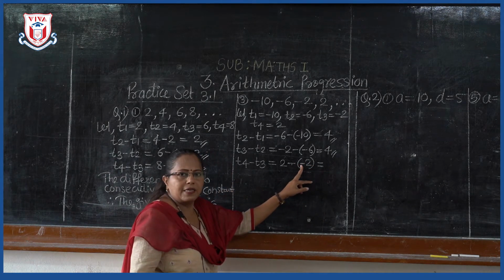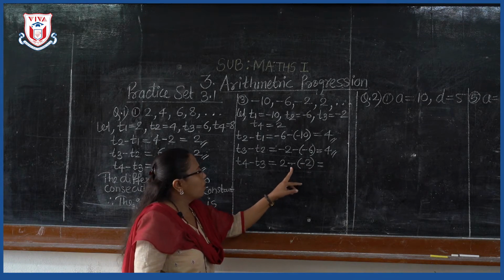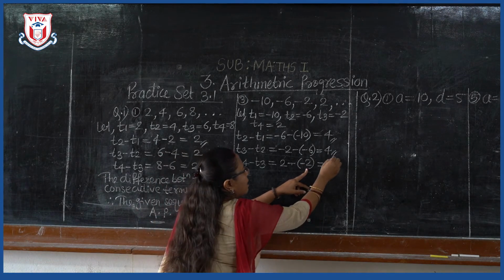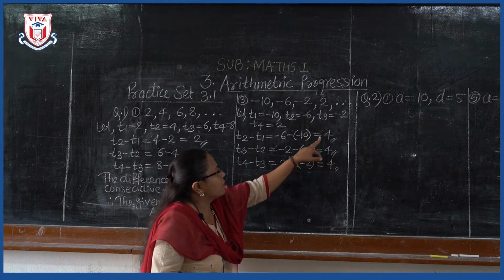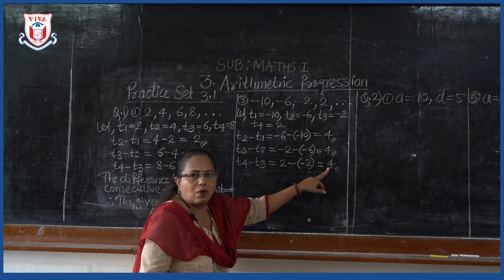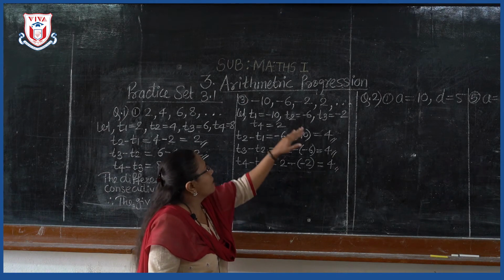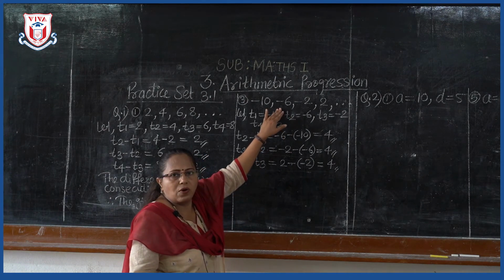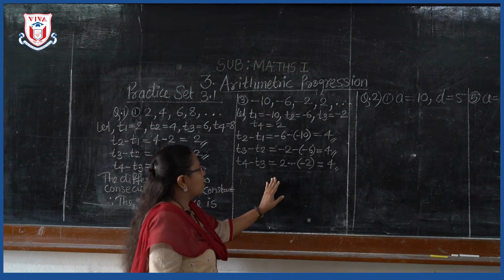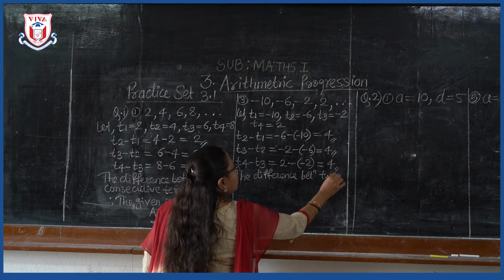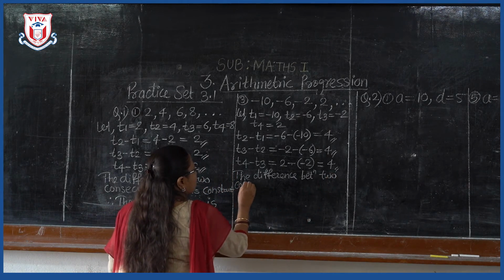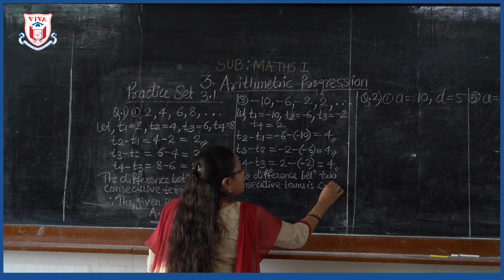Minus into minus is plus. So 2 plus 2, you will get 4. So here you got the difference between two consecutive terms is constant. So therefore this sequence is also AP. We have to write the statement: the difference between two consecutive terms is constant.